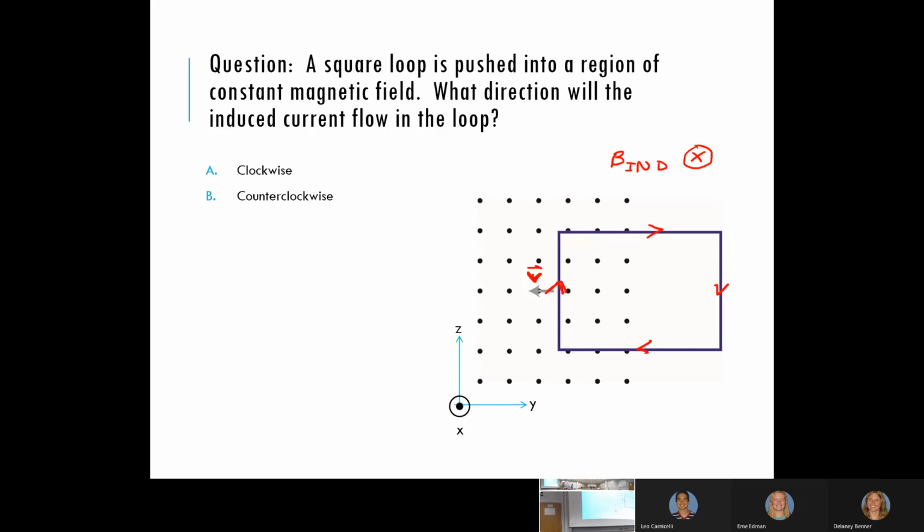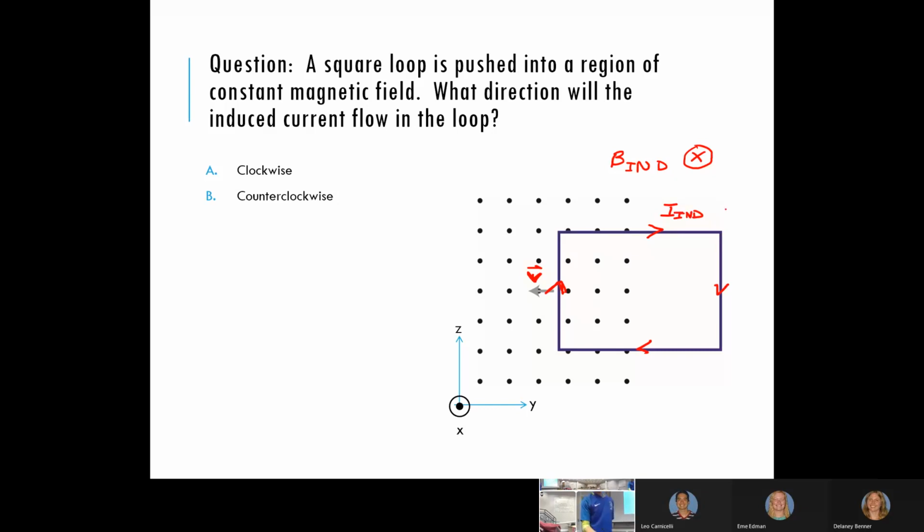What's the direction of the magnetic force on the loop? Go ahead, talk to your neighbor. We now have the direction of the induced current. We have it going clockwise. I'm just labeling I induced here.